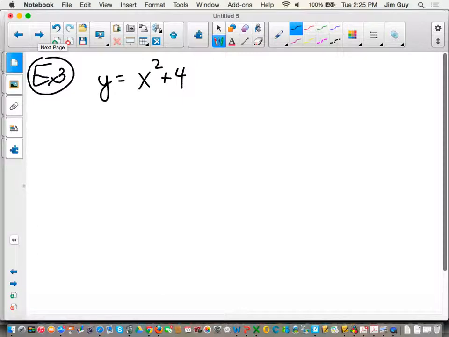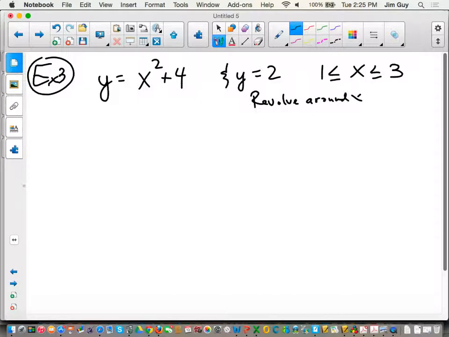Y equals x squared plus 4. Y is equal to 2. Those are your two equations. And they tell you basically you want only x values between 1 and 3. So that's like saying another equation, x equals 1 and x equals 3. And it says revolve around the x-axis. So we draw a picture.